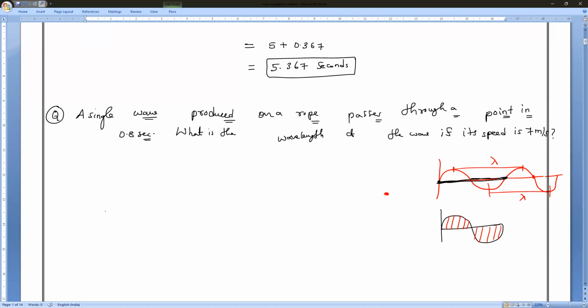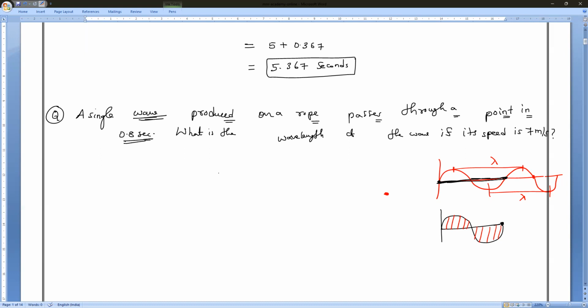So when a single wave passes through a point in 0.8 seconds, that is only what we call wavelength. Is it right or wrong? One single wave completely passes through that, so that is only what we call the wavelength. Am I right or wrong, guys? Please respond.